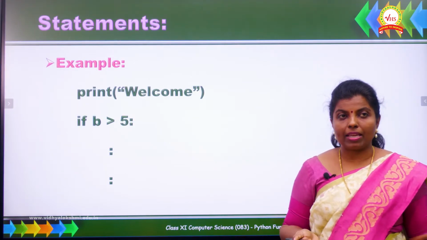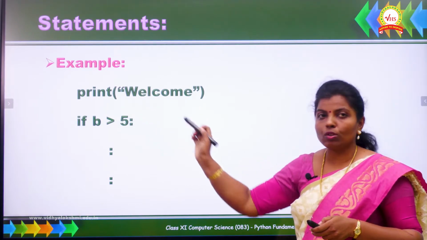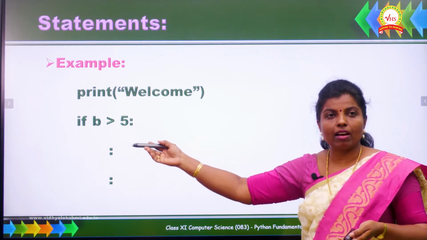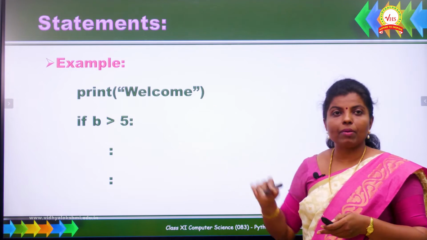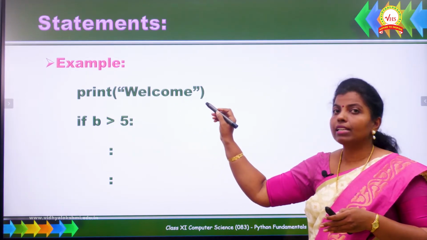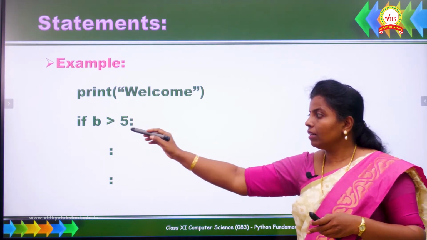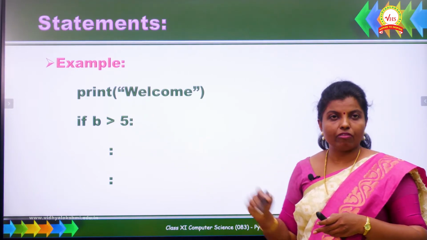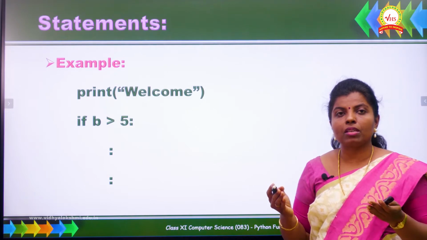So let us see some examples. You can see here print within parentheses, welcome within quotes is given. When we execute this code, followed by which we have an if condition also, this print statement will yield a value. So it will print the value welcome in the interactive mode. But here, when we execute this if statement, if b greater than 5 is given, it will check whether b is greater than 5.